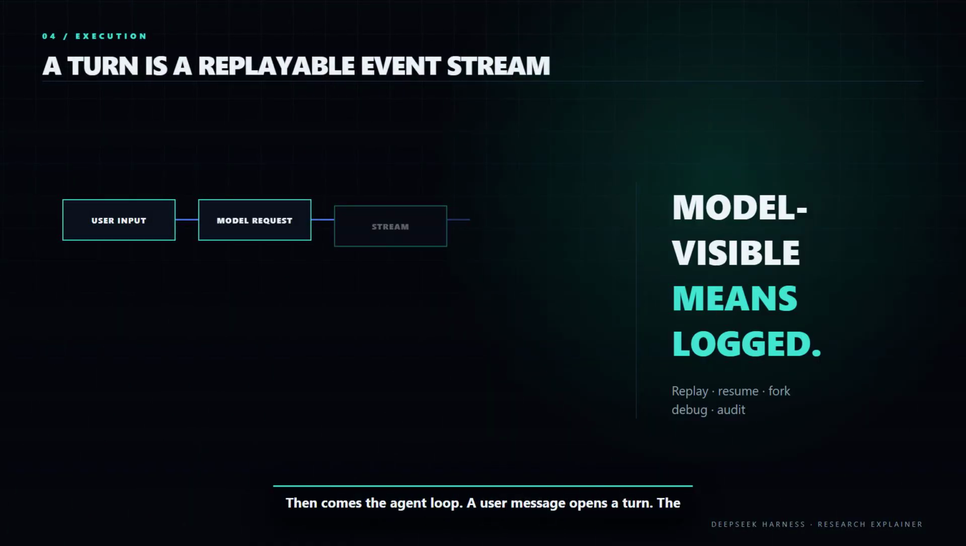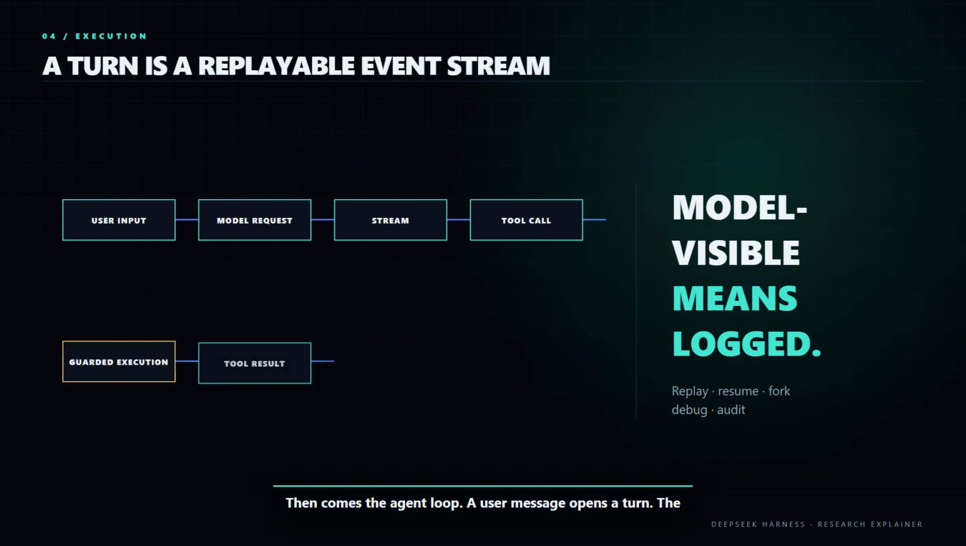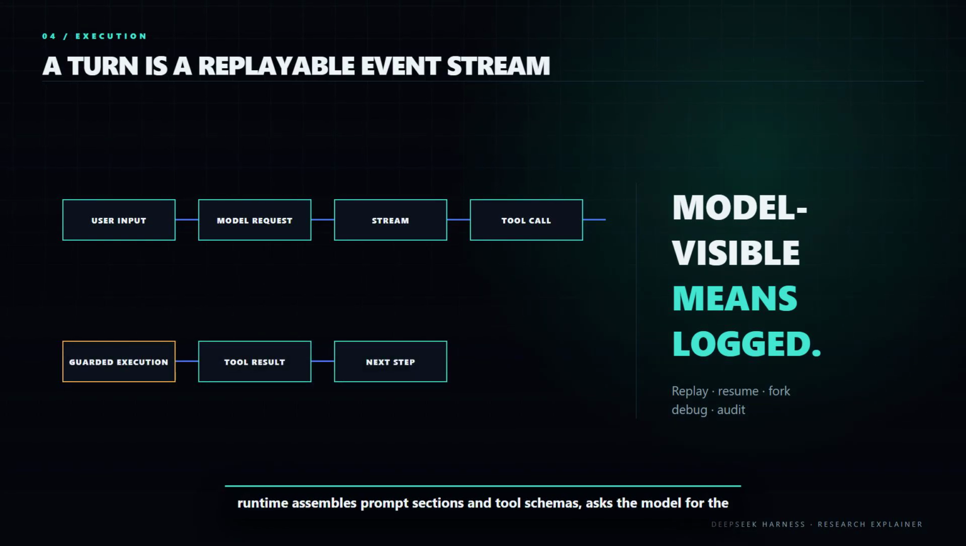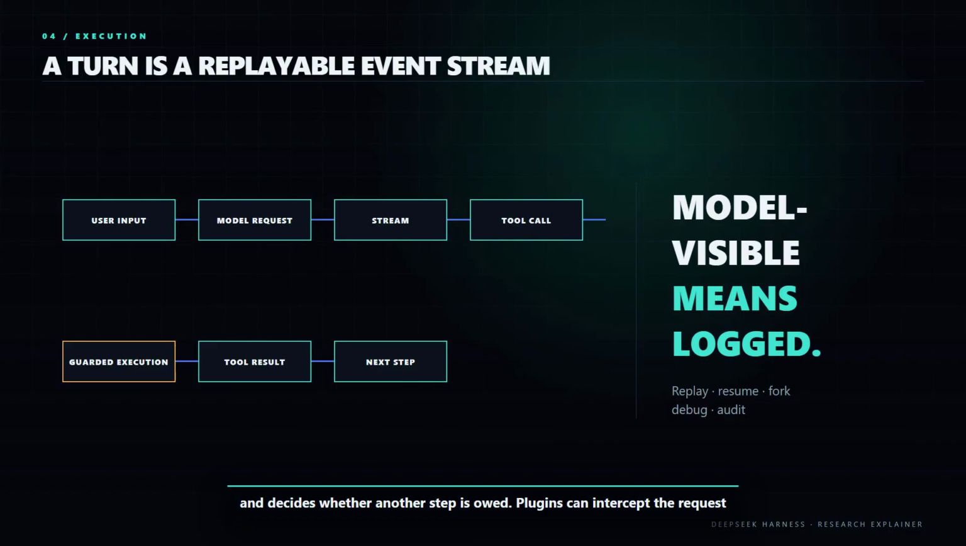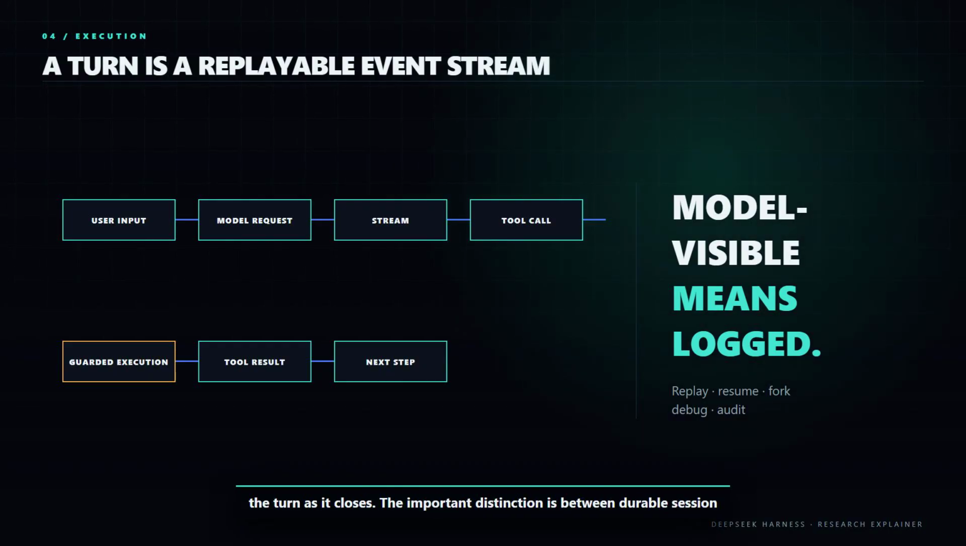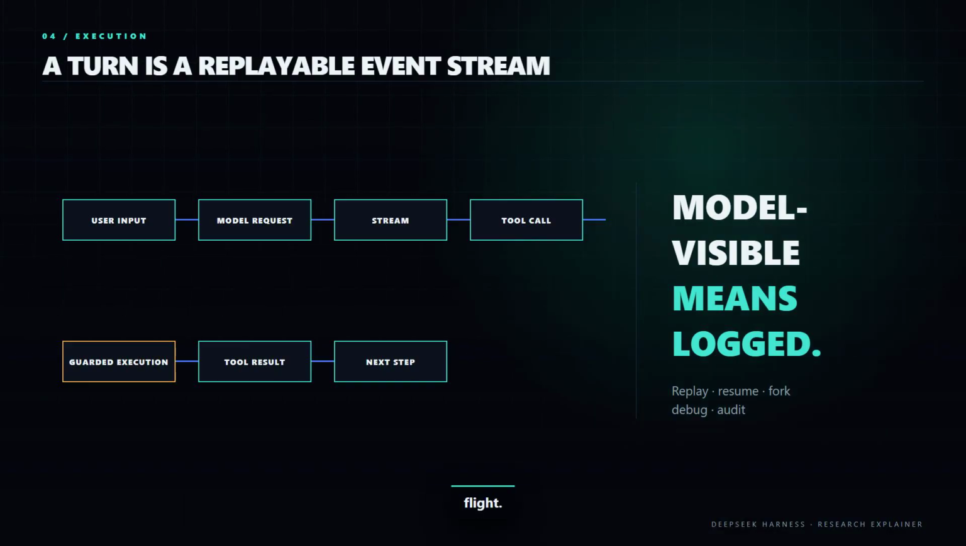Then comes the agent loop. A user message opens a turn. The runtime assembles prompt sections and tool schemas, asks the model for the next step, streams the answer, executes approved tool calls, records the results, and decides whether another step is owed. Plugins can intercept the request before the model sees it, guard a tool before execution, or observe the turn as it closes.